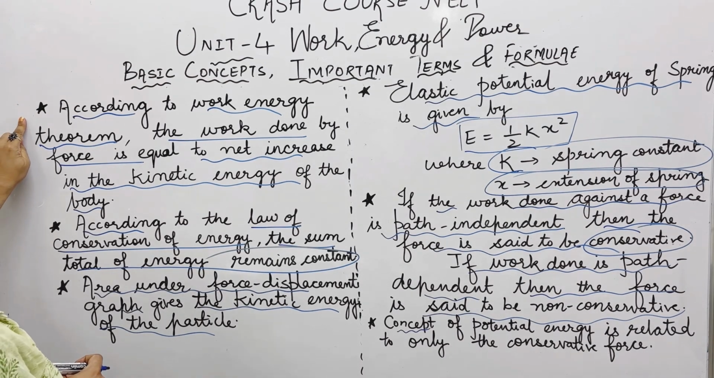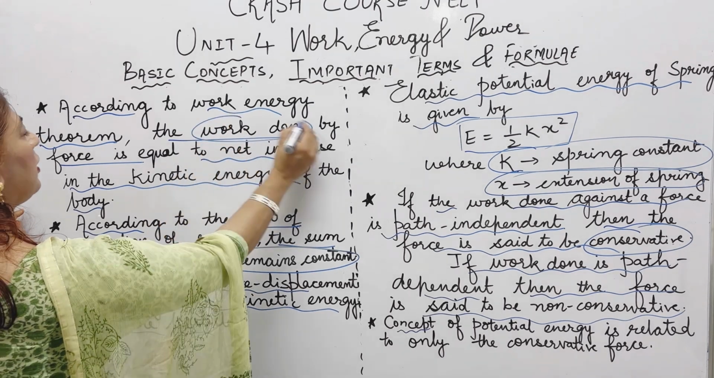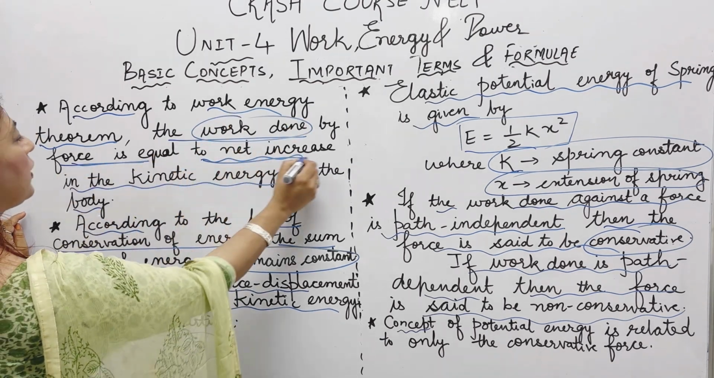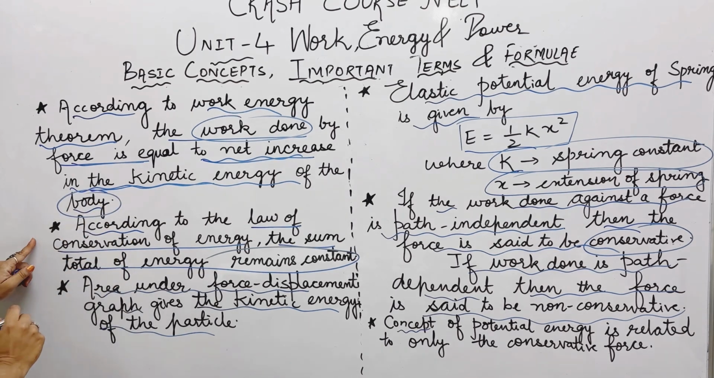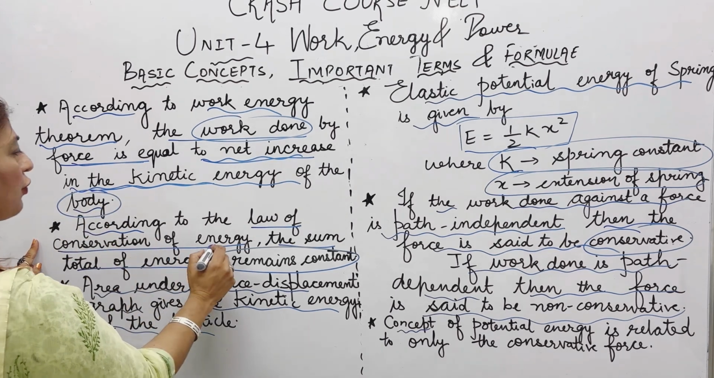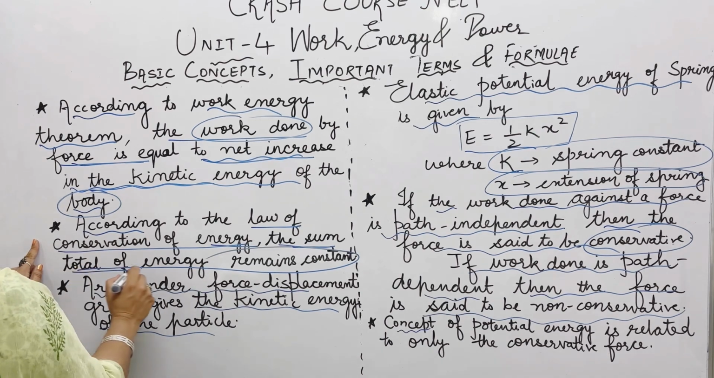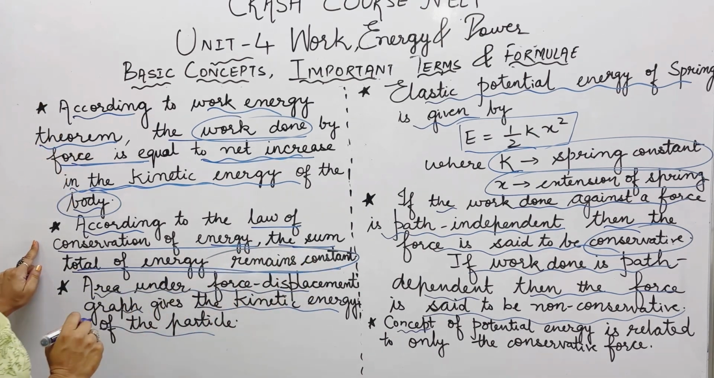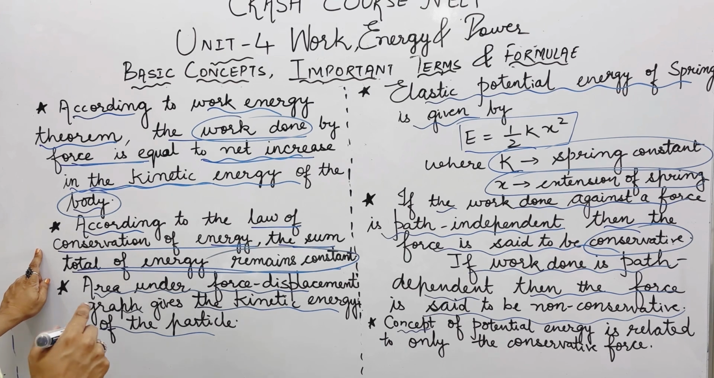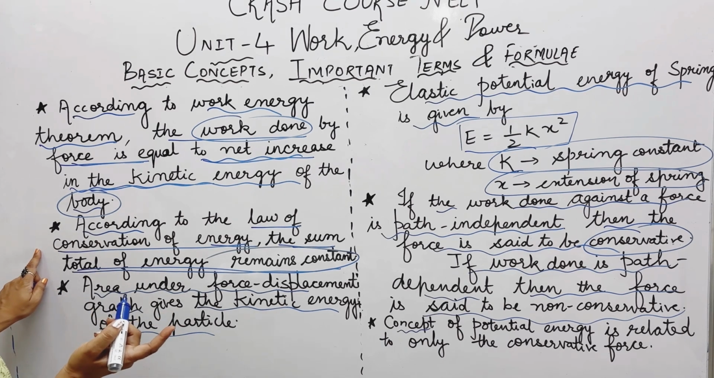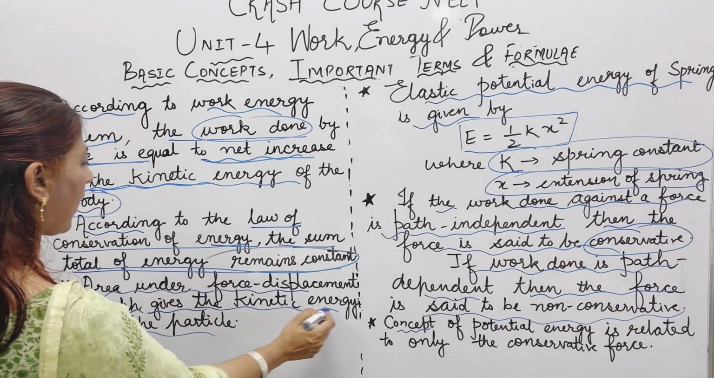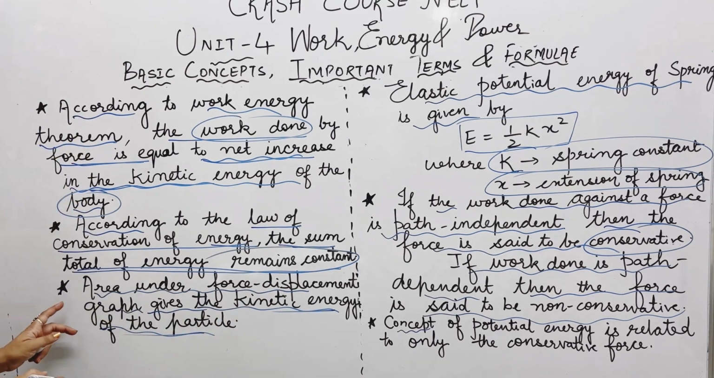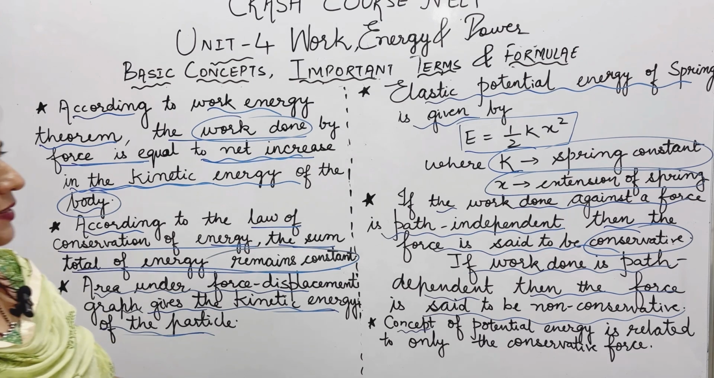According to the work-energy theorem, the work done by the force is equal to the net increase in the kinetic energy of the body. According to the law of conservation of energy, the sum total of energy remains constant. It means energy can't be created nor destroyed, it can be transferred from one form to the other. Area under the force-displacement graph gives the kinetic energy of the particle. Based on that, numericals used to come in the exam.